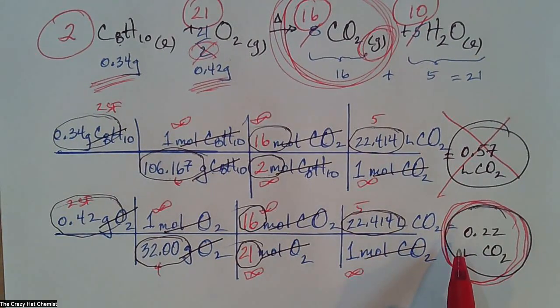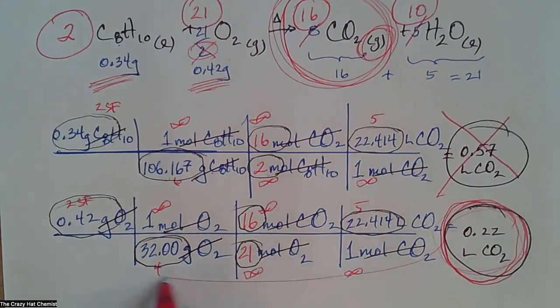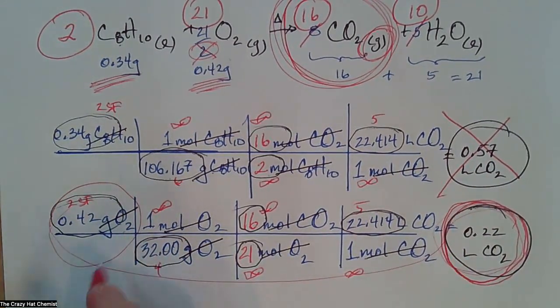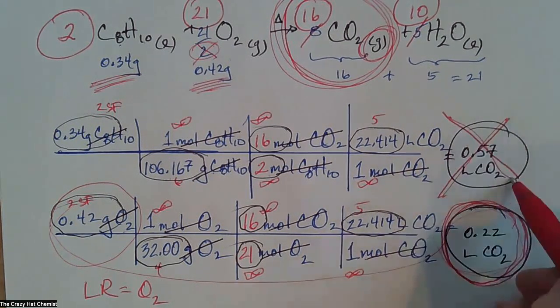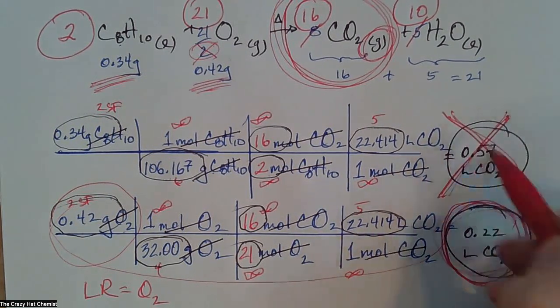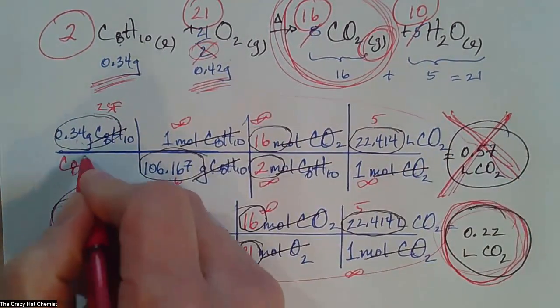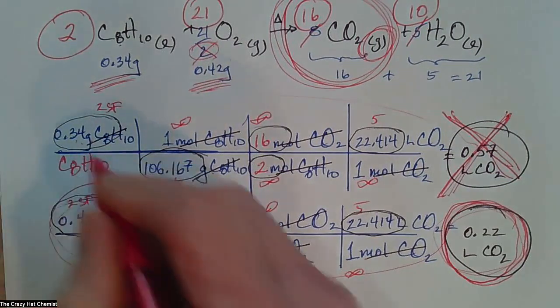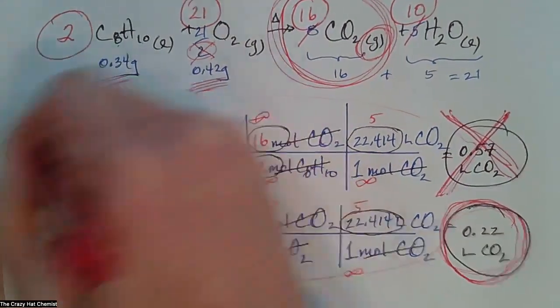In order to figure out what the limiting reagent is, I'm going to take this smaller number and find out what made it. What made it is O2. So the limiting reagent is O2. Okay, and then the number that could have potentially made more, but I crossed it out, the one that was made by C8H10, and that is the compound in excess.